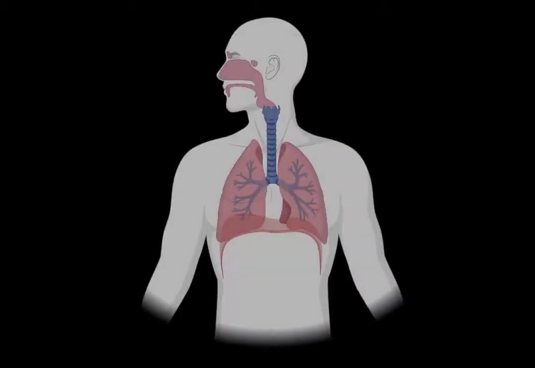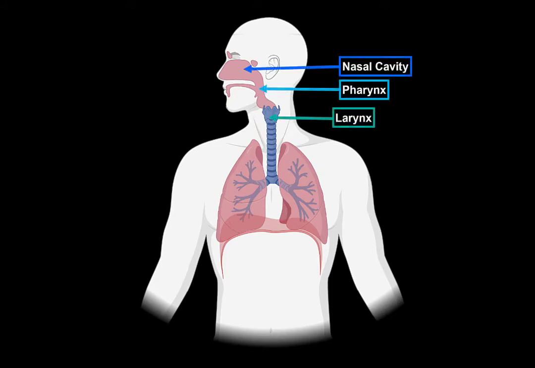Alright, so the respiratory system consists of all the organs involved in breathing. These are the nose, pharynx, larynx, trachea, bronchi, and the lungs. Our focus is to cover the anatomy of all of the structures you see here, step by step, and we will start by covering the detailed anatomy of the nose and the nasal cavity.